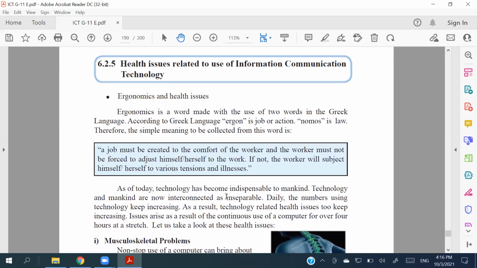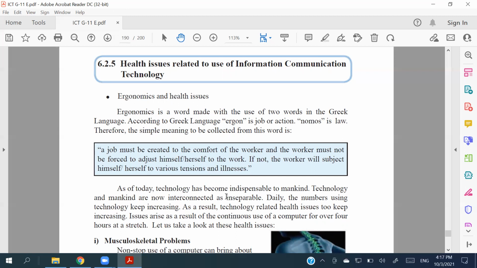So first they are talking about ergonomics and health issues. Ergonomics is a word made with two words from the Greek language, as they say. According to that, ergon is the job and nomos is the law, right? So the simple meaning to be collected from this word is that the job must be created for the comfort of the worker, and the worker must not be forced to adjust himself or herself to the work, right? So in simple terms, a particular job should be made for an employee to do their work without stress or without any health issues, right?